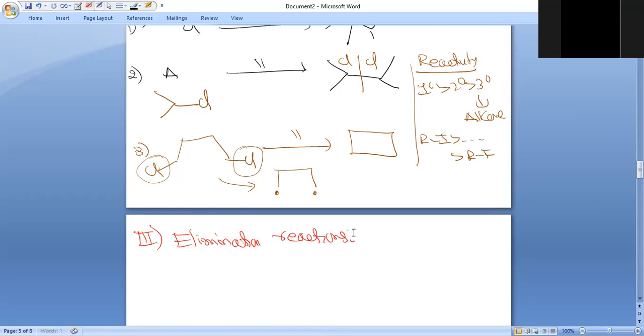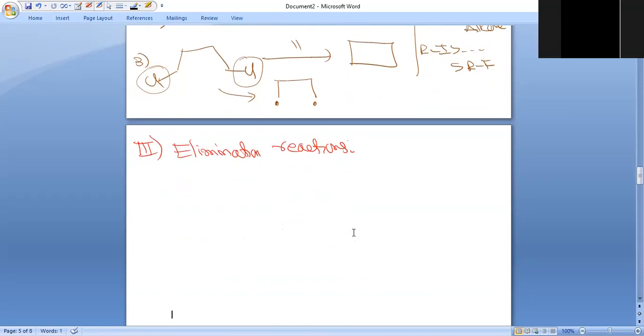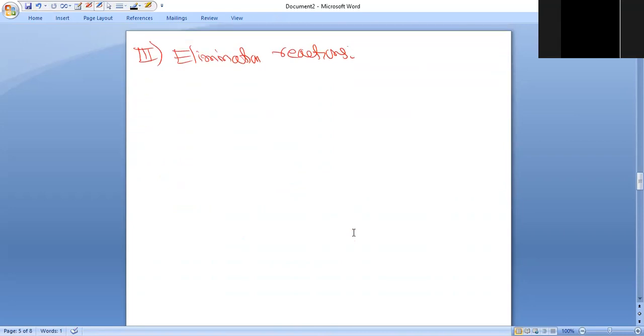So already we discussed the last case, E1 mechanism, E2 mechanism, elimination reactions, right? So that same thing will be coming here, elimination reactions. Same example will come. I will directly take the examples. Suppose ethyl chloride is there, we are using alcoholic KOH. You'll get ethene.